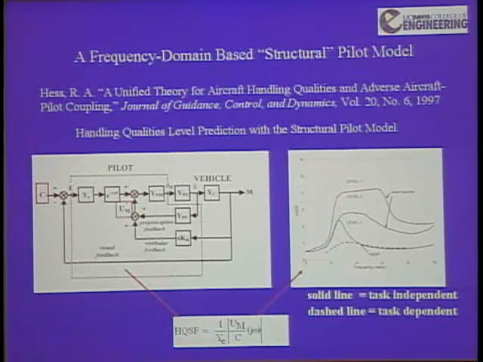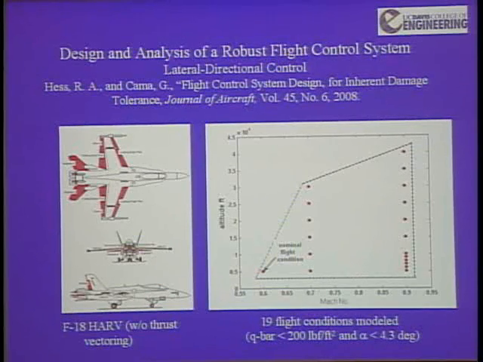Okay. Now, let's take an example of using this. Gianluca Cama was a student from the University of Brescia in Italy. He came here and worked with me for about 9 months working on his diploma in engineering. Essentially, it's like between a BS and an MS as far as Europeans go. So we did this, and here's the paper, Flight Control System Design for Inherent Dynamic Damage Tolerance. It was published about 2 years ago in the Journal of Aircraft.